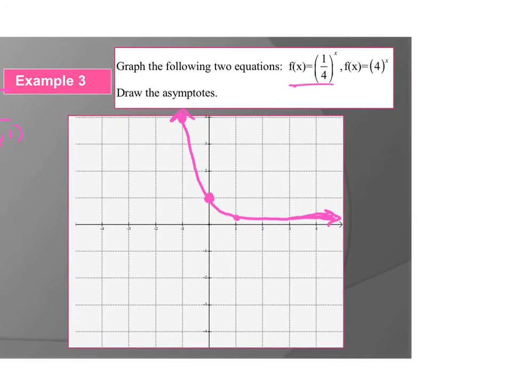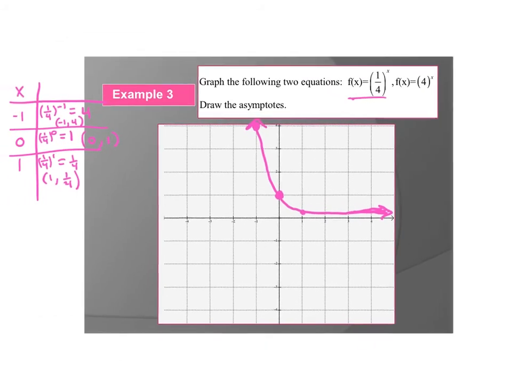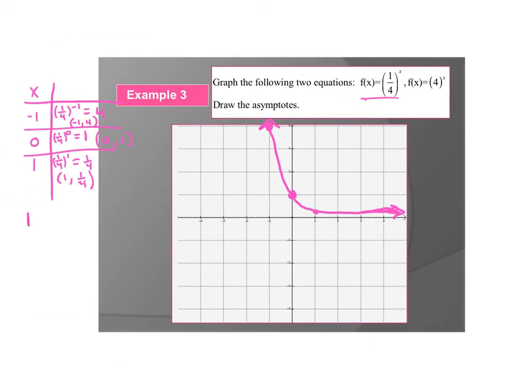What would be our horizontal asymptote here? Y equals 0. Perfect. Y is equal to 0. So we just put our dotted line through the x-axis.